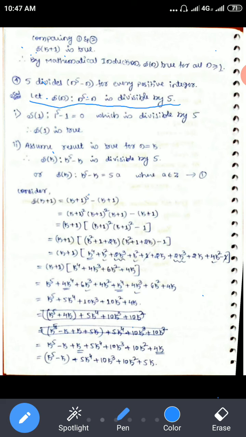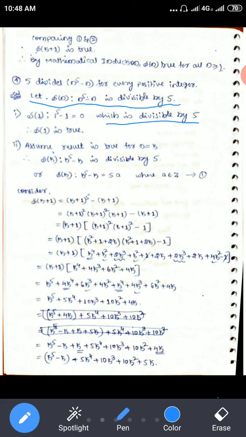So next, the result is true for n equal to 1. So S(1) is equal to 1 raised to 5 minus 1. 1 raised to 5 is 1, minus 1, that is equal to 0. 0 is divisible by 5. That is fine. Therefore, I can conclude that S(1) is true.